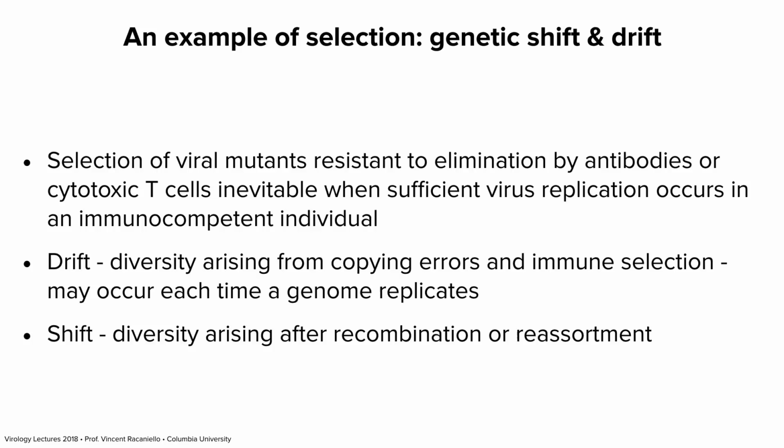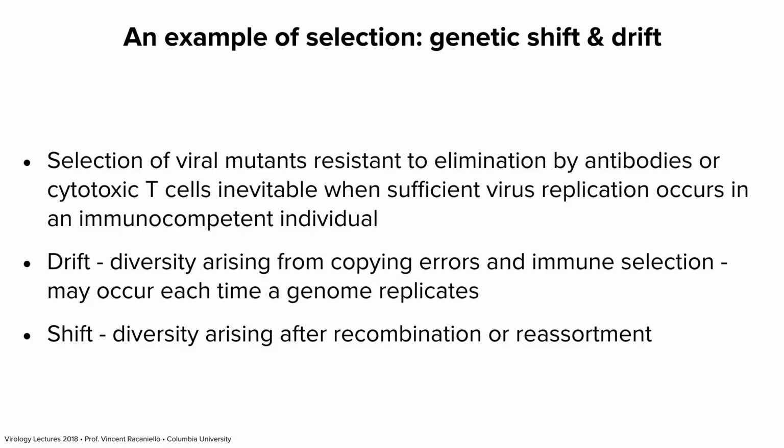Now, mutation and selection are 2 of the important parameters for evolution. Let's look at 2 examples of selection in the real world to make it more evident to you what's going on. So let's talk about viral selection imposed by the immune response. And here it's called genetic shift and drift. We've talked about this a bit before in terms of influenza virus.